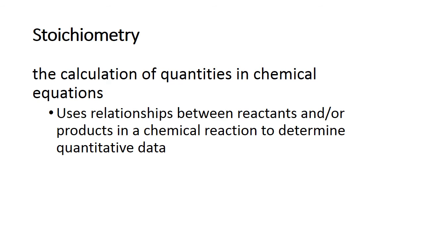So stoichiometry involves the calculations of quantities in chemical equations. We're going to use the relationship between the reactants and products, or reactants and reactants, and then we use that to determine quantitative data. When we say quantitative data here, we're talking about numerical values. So we're not measuring it, we are going to calculate, we're not going to describe. So we're going to calculate data.